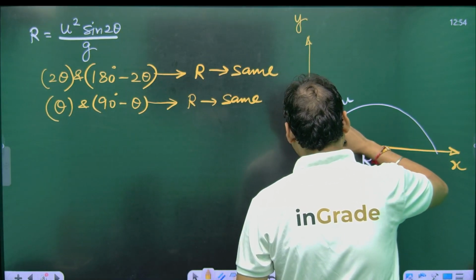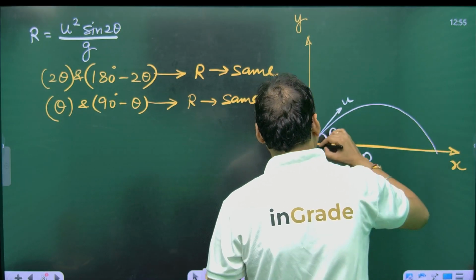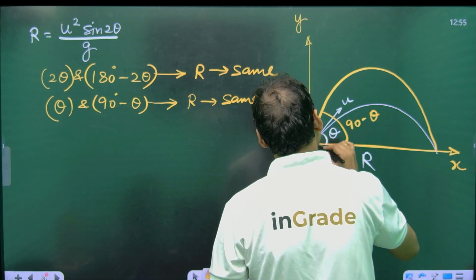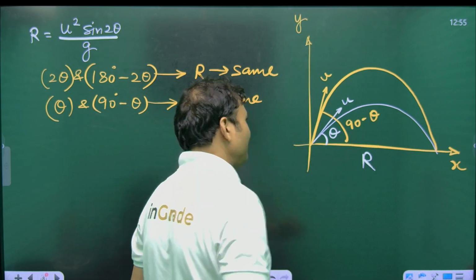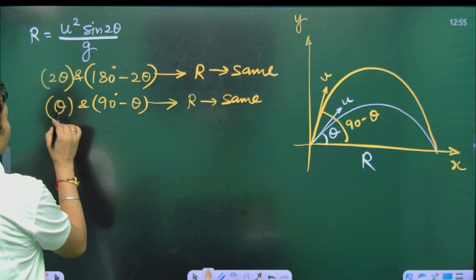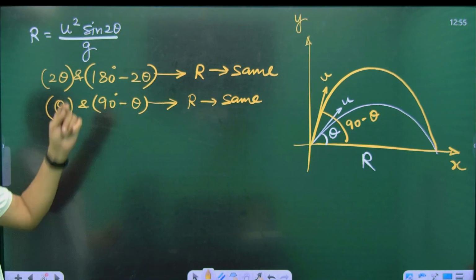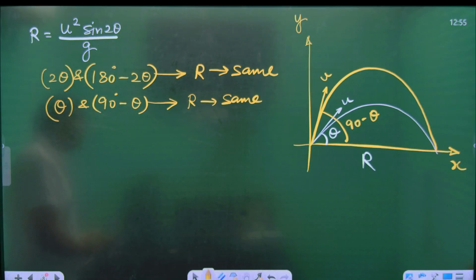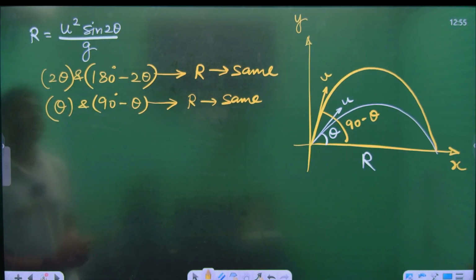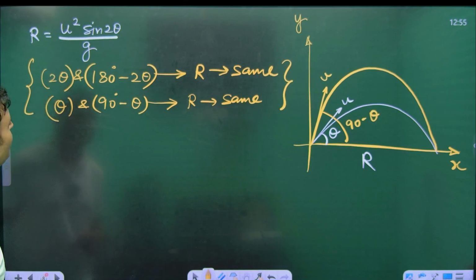So if we throw the same particle but making an angle of 90 degrees minus theta with the horizontal, the velocity of the particle still being the same, then the range will be the same for both these projectile motions, because theta and 90 degrees minus theta are complementary angles. If we put the value of theta as 90 minus theta, then 2 theta becomes 180 degrees minus 2 theta, and the values of sin 2 theta and sin of 180 degrees minus 2 theta will be the same. For these two angles, the range will remain the same.